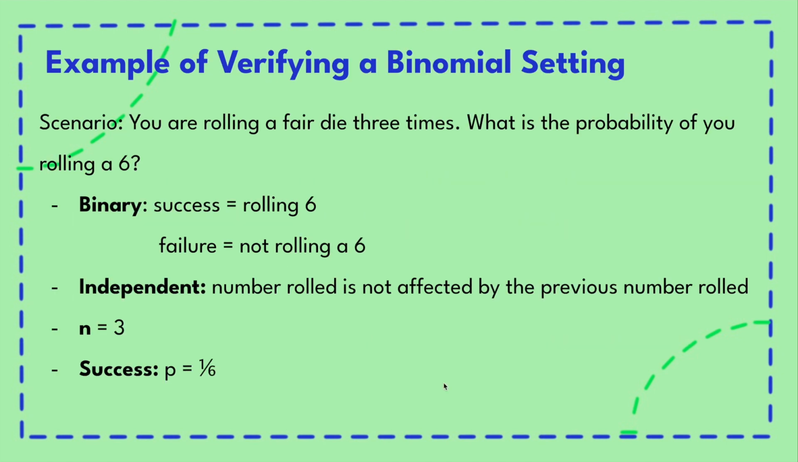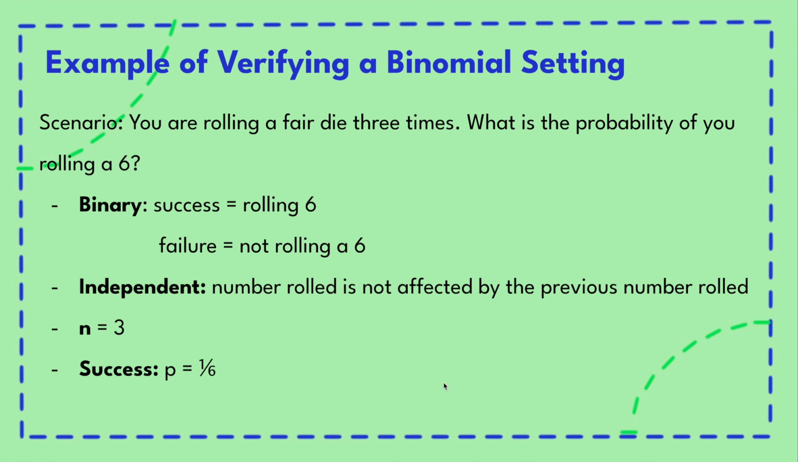Let's look at an example of verifying a binomial setting. Let's say that we are rolling a fair die 3 times. What is the probability of rolling a 6? Let's check if this is binary. Our success would be rolling a 6. Our failure would be not rolling a 6. These outcomes are independent because the number rolled is not affected by the previous number rolled.